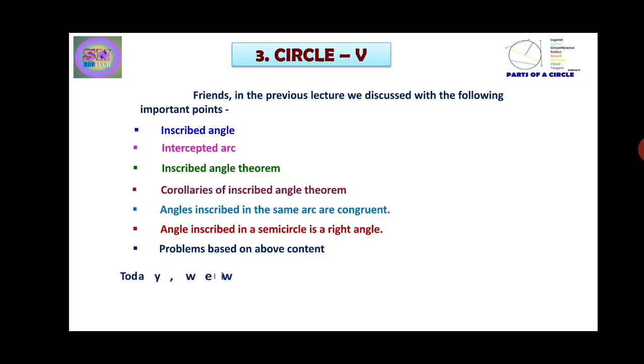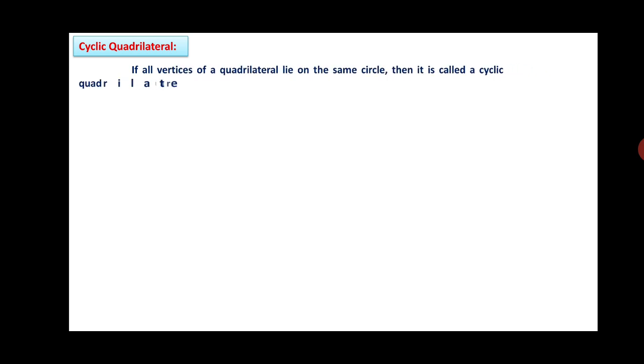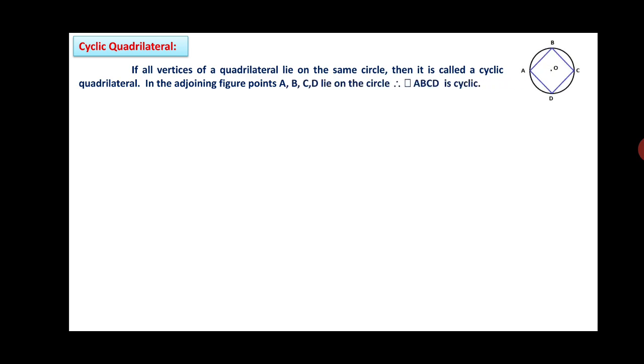But today we will discuss cyclic quadrilateral and its properties. First of all, we will see what we mean by cyclic quadrilateral. Friends, if all vertices of a quadrilateral lie on the same circle, then it is called a cyclic quadrilateral. In the adjoining figure, points A, B, C, D lie on the circle. Therefore, quadrilateral ABCD is cyclic.